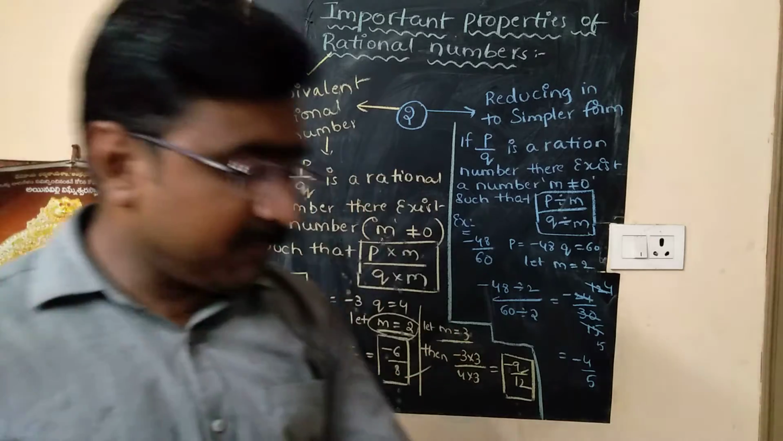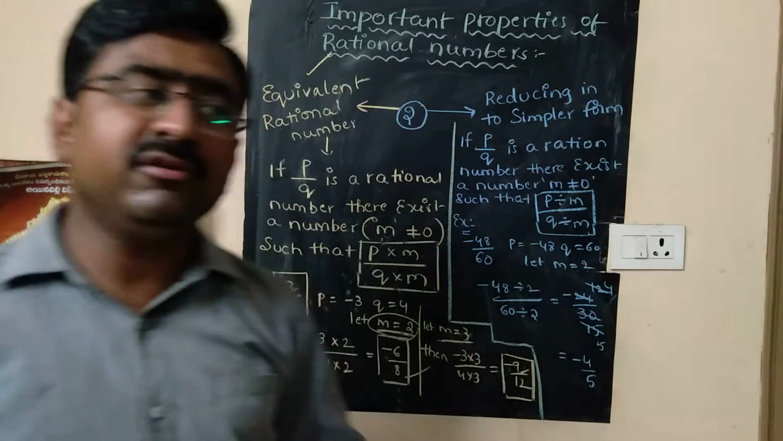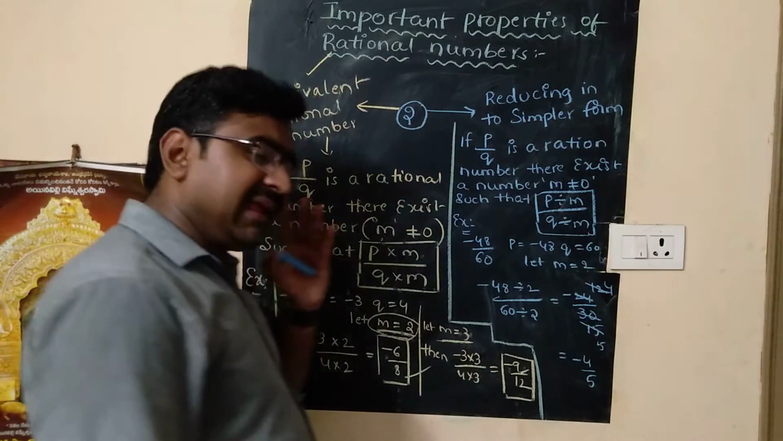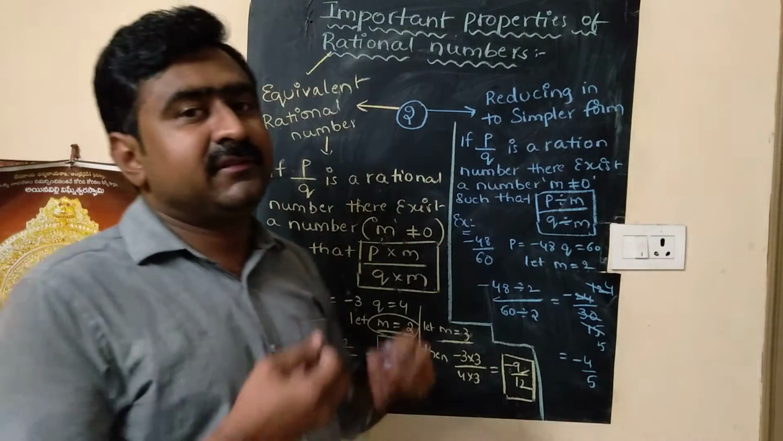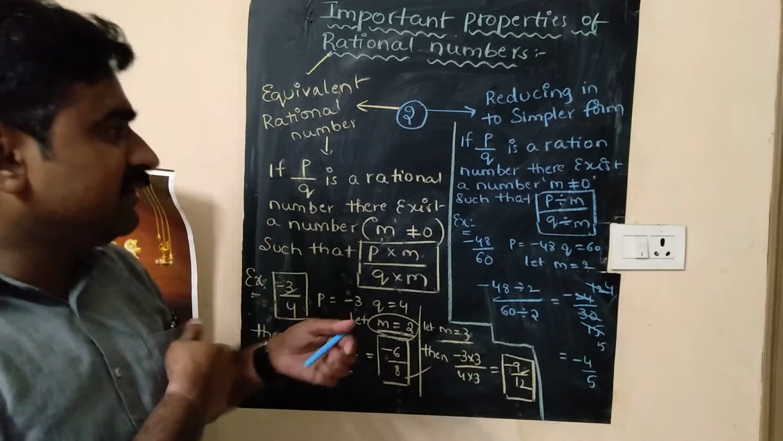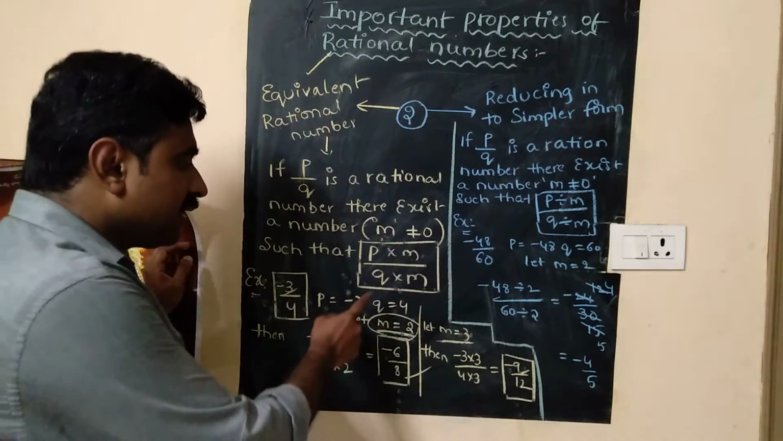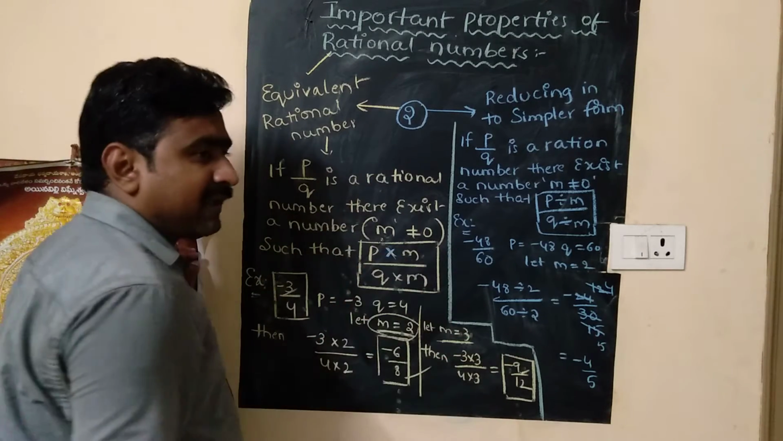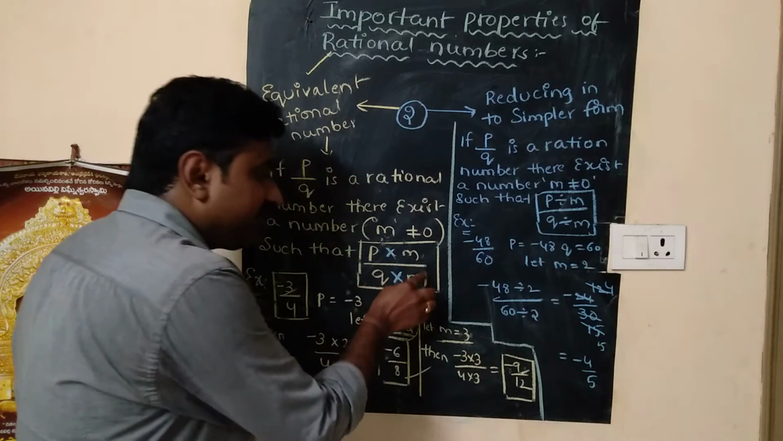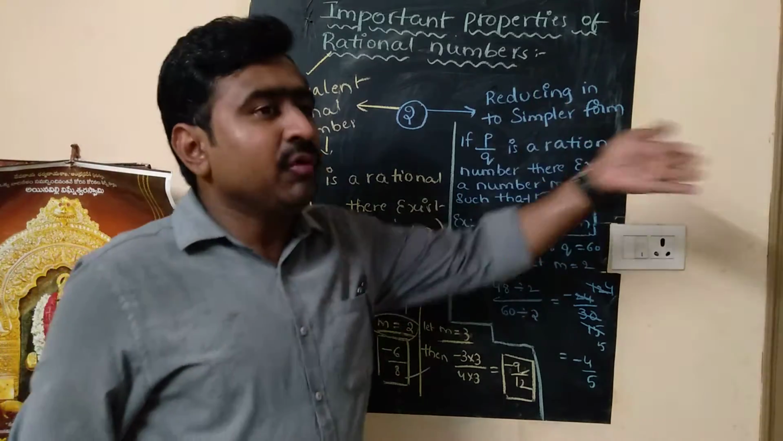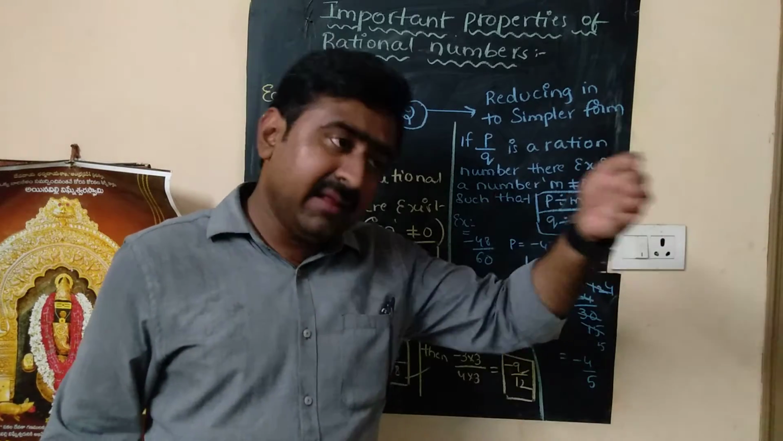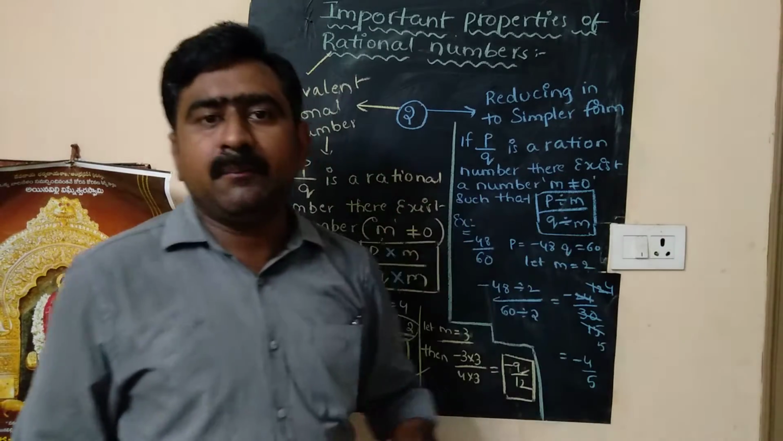And coming to the second property, reducing into simpler form. So first property, equivalent form. And second property, reducing into simpler form. How can we do that one? See, it is very simple. Here, we multiplied the value of m with p and we multiplied the value of m with q. Instead of multiplying, in the second case, we are dividing. That is, p divided by m and q divided by m.